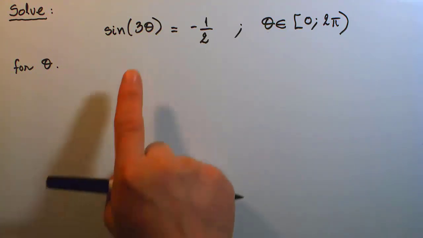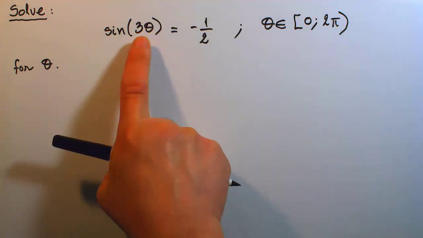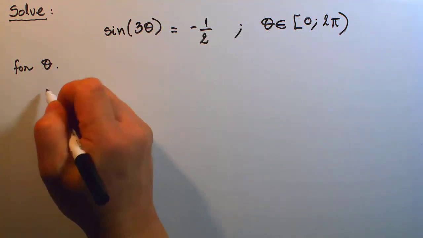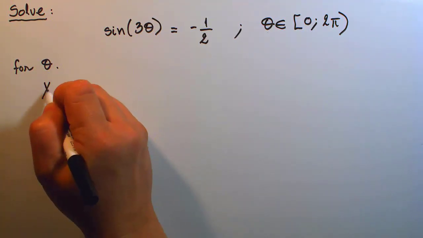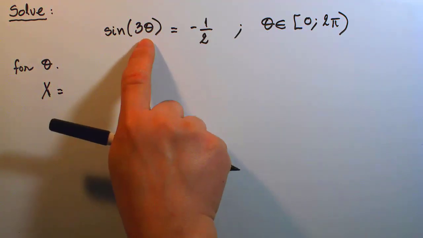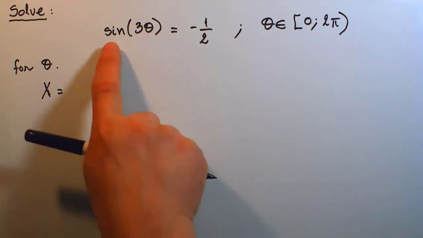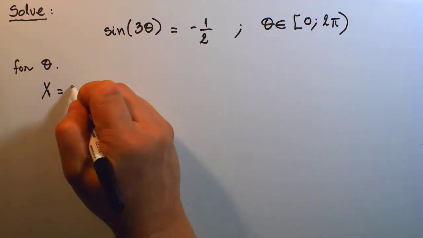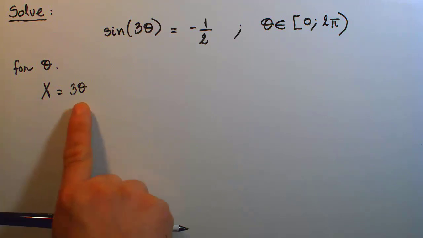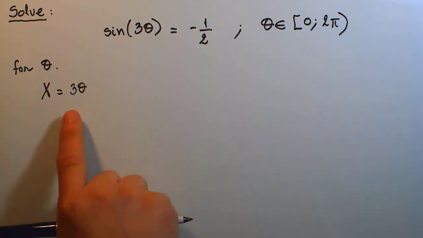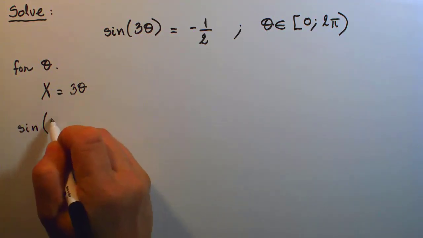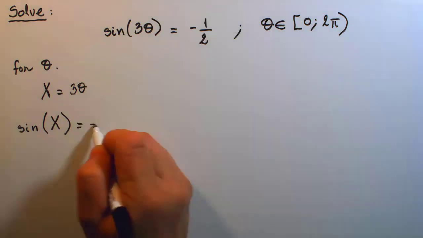The trick here is to see 3 theta or 5 theta or any a theta as one angle. It's always good practice to use a temporary variable to substitute for the entire expression inside of your trig function. It could be a cosine function here as well. So here I'm going to let a temporary variable, capital X, equal 3 theta. Consequently, the equation will become sine of capital X equals negative 1/2.